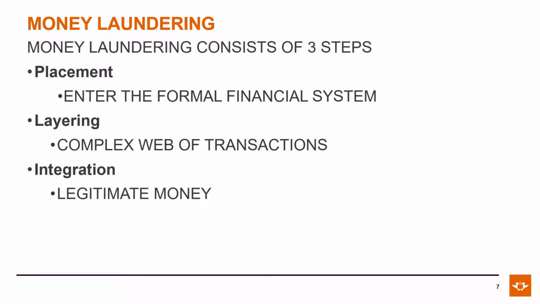Money laundering consists of 3 steps. First step is placement. This is where the illegitimate funds enter the formal financial system. Step 2 is layering. It's a complex web of transactions to conceal the original source of the illegal funds. And step 3 is integration, where these illegal funds appear to be legitimate money.